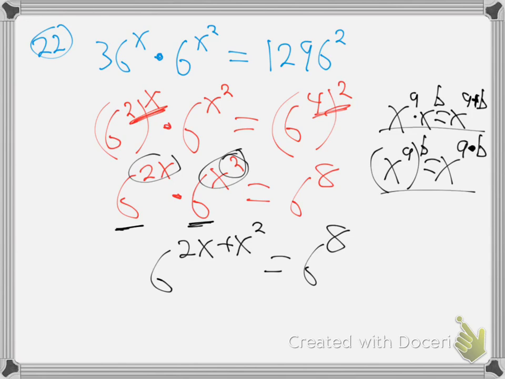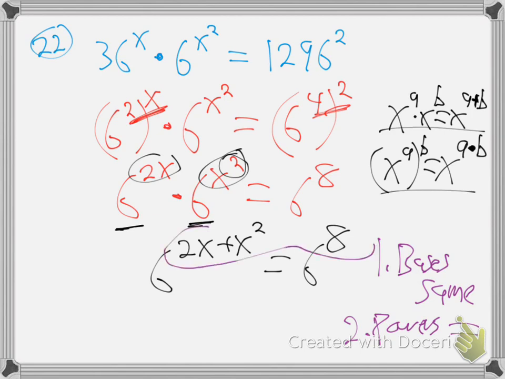So that's step 1. All that's step 1. Base is the same. Now step 2. Powers equal. So grab these 2 powers and set them equal. So 2x plus x squared is 8.